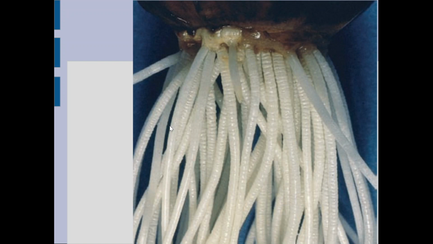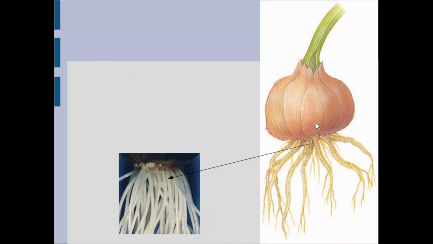And what do you think? What is this? This resembles actually the tubes of the space alien that will invade and eat you in your nightmare. But actually, this is onion roots. So usually onions have this type of roots.